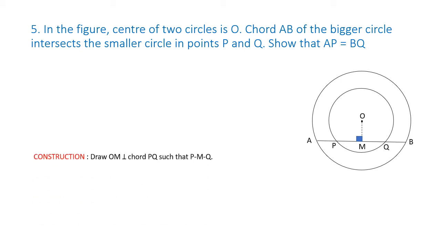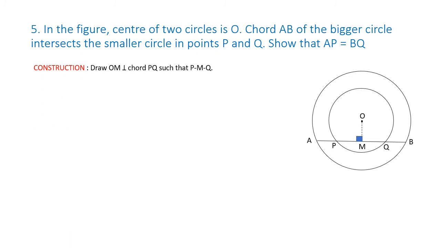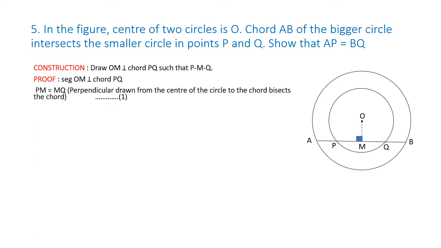So how do we start this? We first make the construction, we draw OM perpendicular to chord PQ. Also, it will be applicable to the entire AB, you will see that. Now, since OM is perpendicular to PQ, the smaller chord, PM will be equal to MQ. We'll give the reason: perpendicular drawn from the center of the circle to the chord bisects the chord. Similarly, this OM is also perpendicular to chord AB, so we'll include AB also now. Therefore AM is equal to MB, which is number 2.